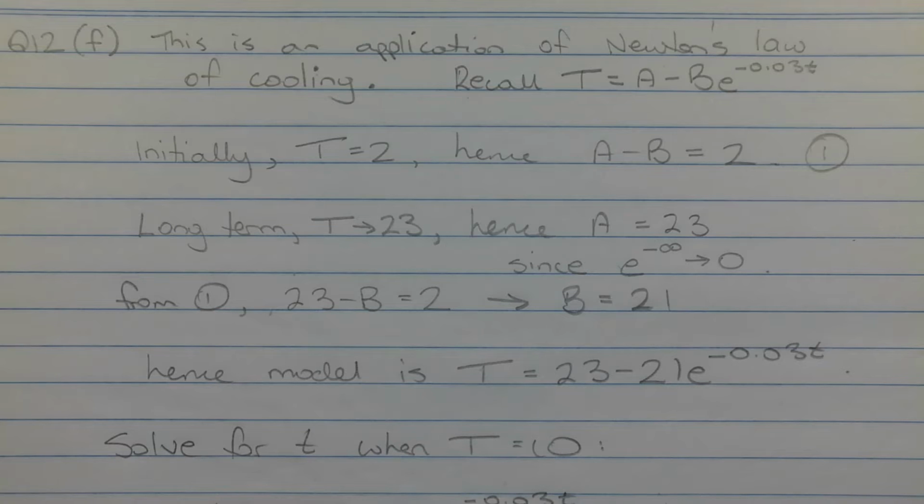hence A equals 23. So if we go back to equation number 1, we've got A is equal to 23, 23 minus B is equal to 2, so B is equal to 21. Hence the model is capital T equals 23 minus 21 times e to the power of negative 0.03t.